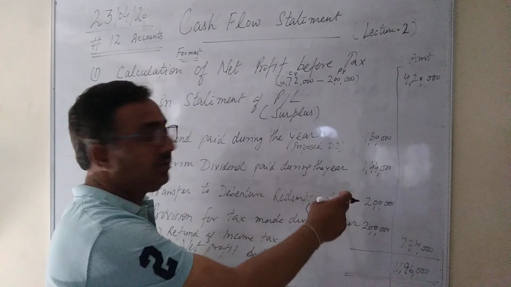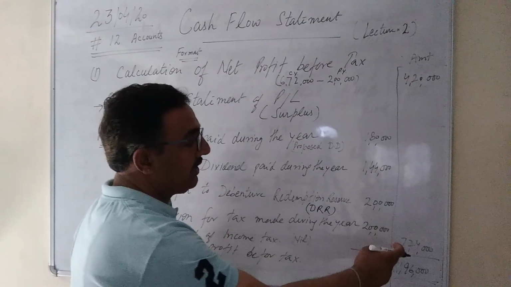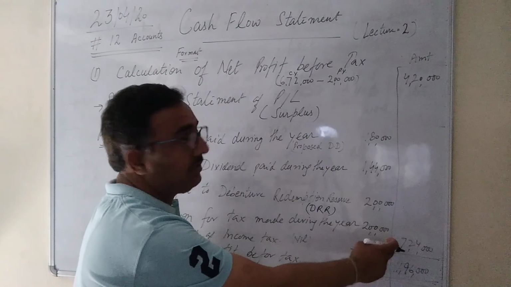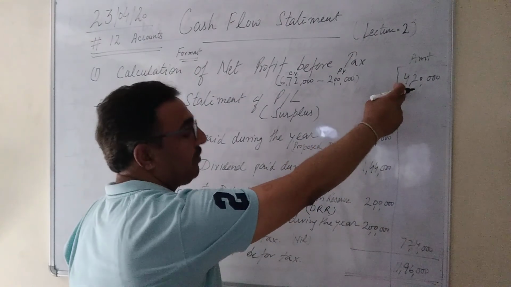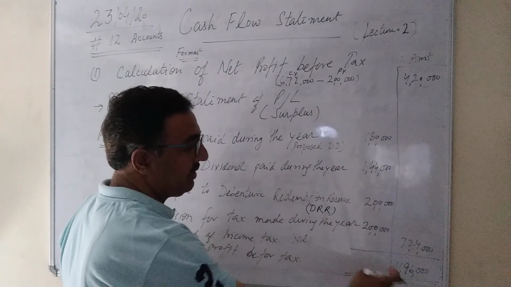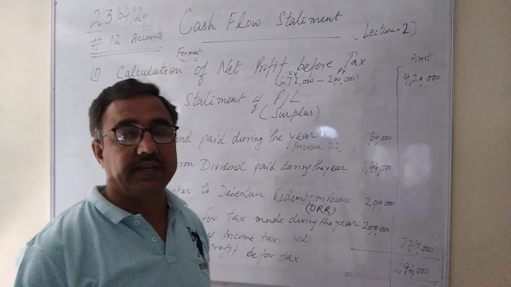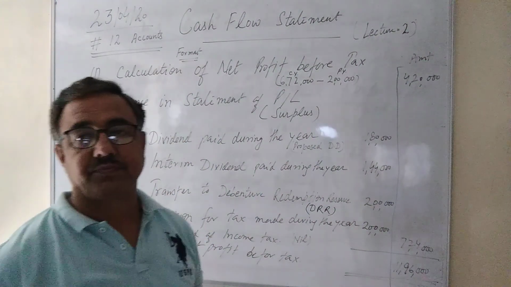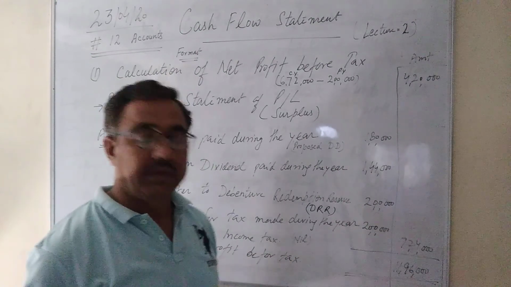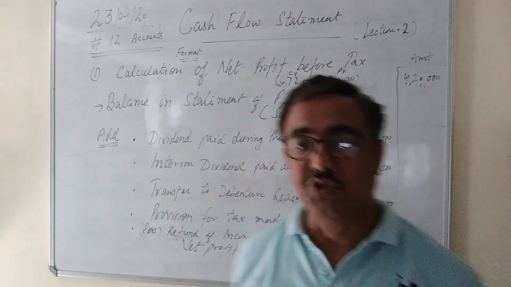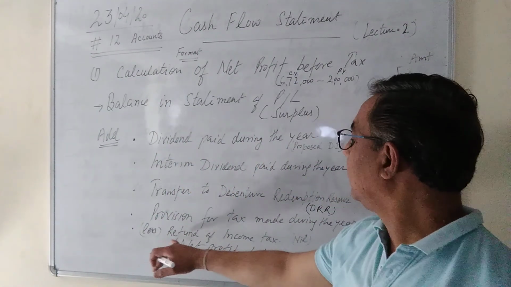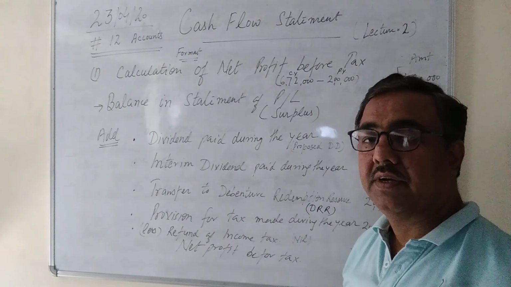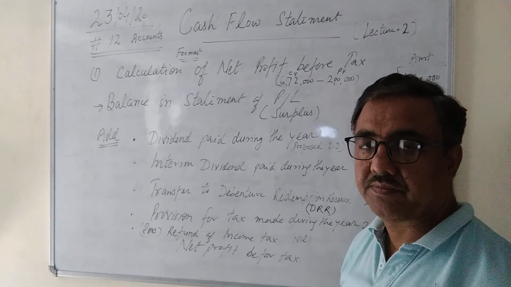Now, these 4 amounts, we get the total. It becomes 7,24,000. With this surplus profit plus this, we got 11,96,000. And this is net profit before tax. You may be having a question in your mind, sir, there was no refund of income tax. It is not given in the question, so we don't write it.